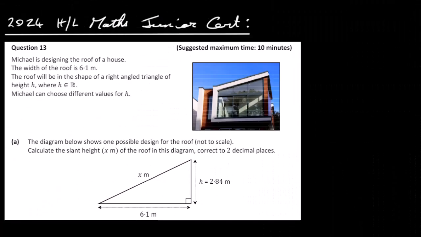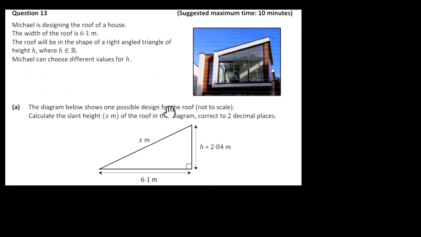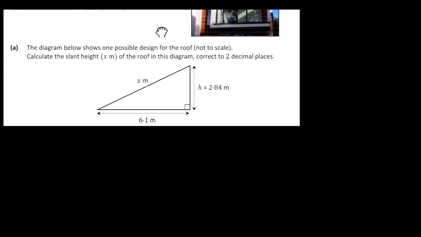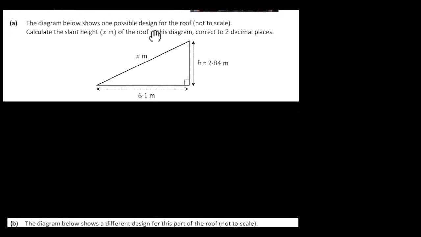So this is the 2024 Higher Level Maths Junior Cert paper, and it is question 13. Michael is designing the roof of a house. The width of the roof is 6.1 meters. The roof will be in the shape of a right angle triangle of height h, where h is real. Michael can choose different values of h. The diagram below shows one possible design for the roof, not to scale.